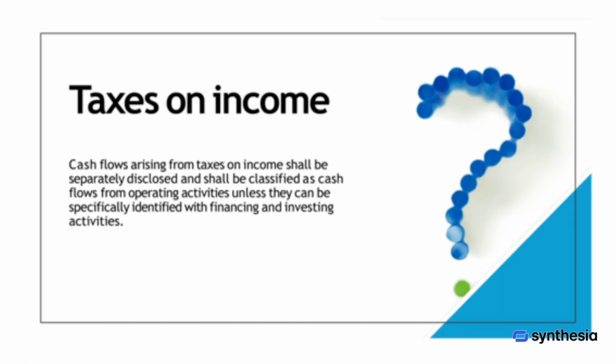Cash flows arising from taxes on income must be disclosed separately and are generally classified as operating cash flows. However, if these tax payments or receipts can be directly linked to financing or investing activities, they should be classified accordingly.